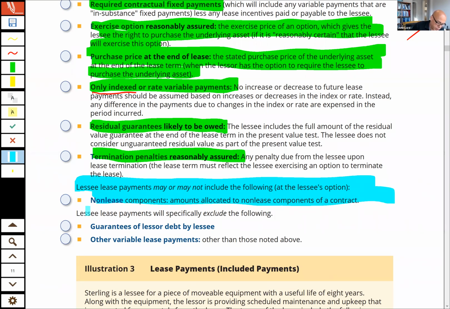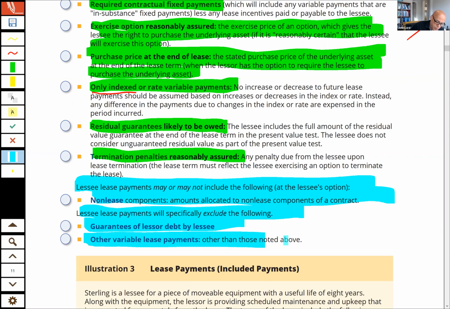Okay, now notice that the lease payments may or may not include the following: non-lease components allocated to non-lease components in the contract, and lease payments will specifically exclude guarantees of lessor debt by the lessee and other variable lease payments noted. So flashcard that you need to make sure to exclude those payments down there.